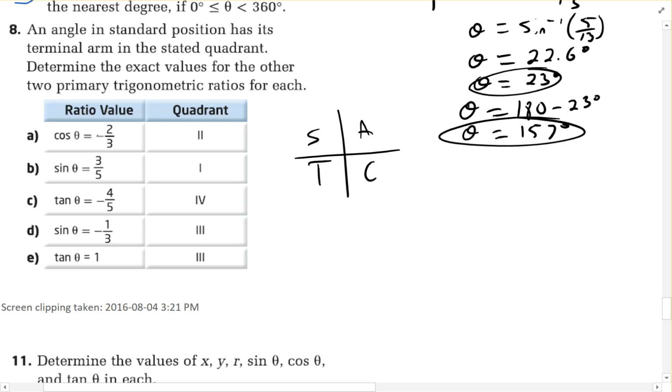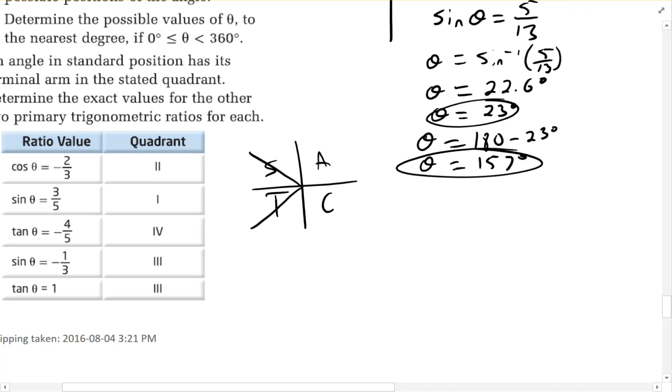So it says cosine theta is negative. So where is it negative? It's negative over here, and it's negative over here. And it's cosine theta equals -2 over 3.